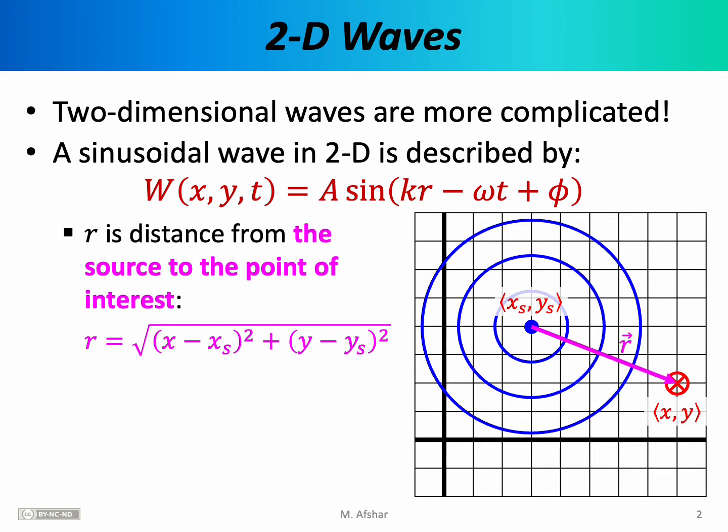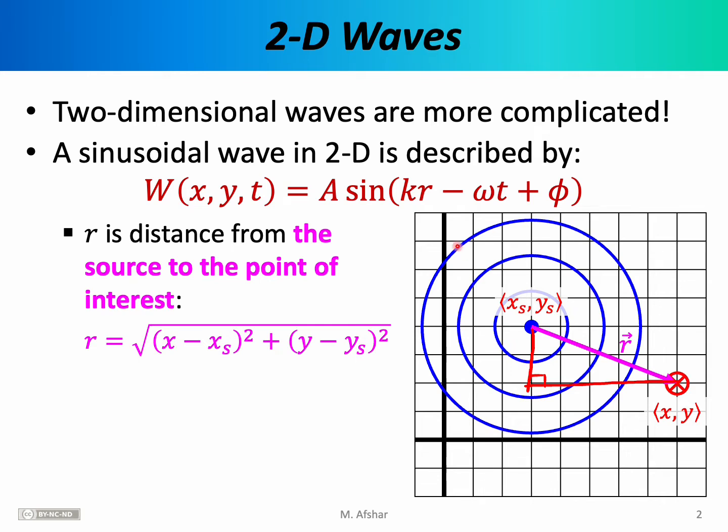To calculate r, you can just use the Pythagorean theorem. You can take the coordinates of the source and the coordinates of the point of interest, subtract them, and that essentially gives you the two legs of the triangle that I'm drawing here. It's going to be a right triangle, so then you can apply the Pythagorean theorem and figure out what this distance is.